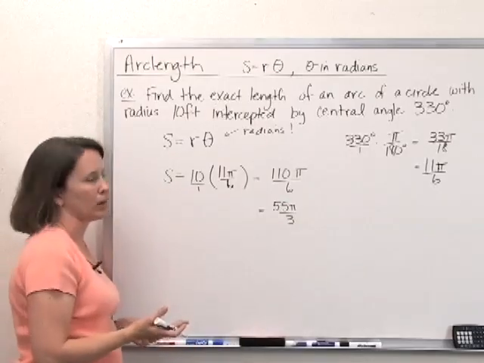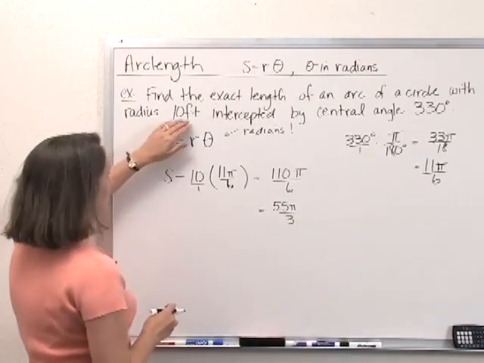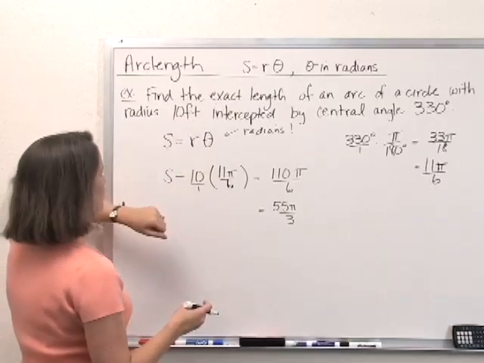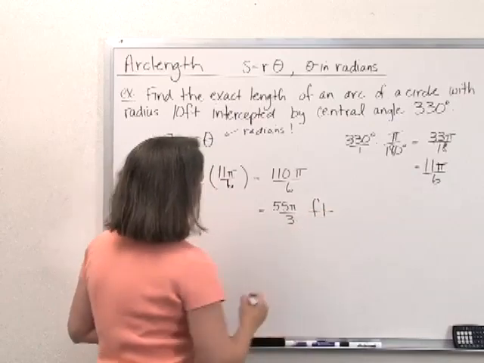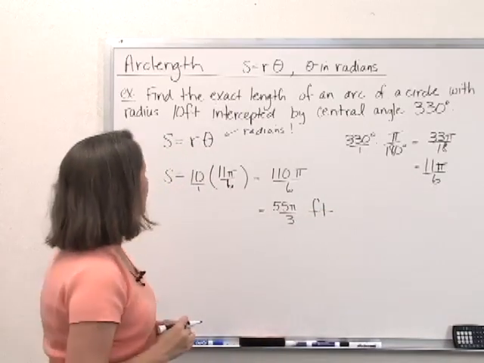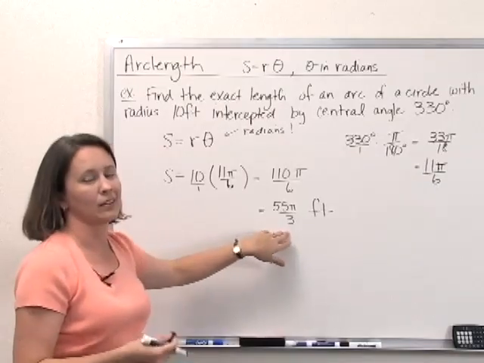What kind of units would arc length have? Well, it's just a length. So whatever the length unit is used for the radius, we'll use for our arc length. So 10 feet. We wanted an exact value, so we want to leave it in terms of pi and an improper fraction.